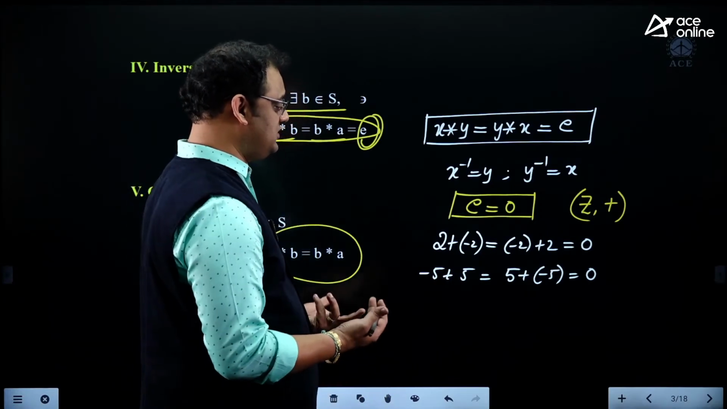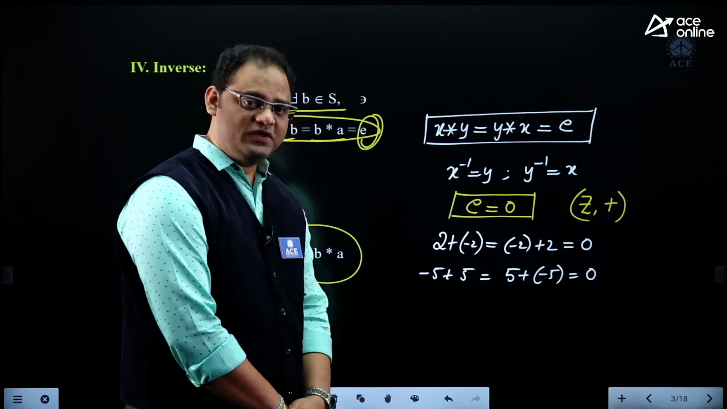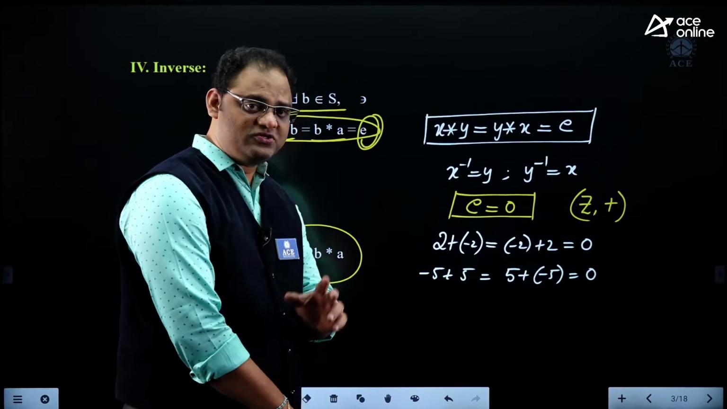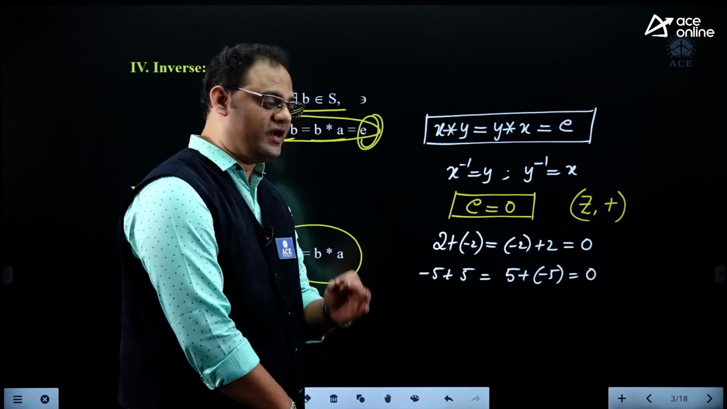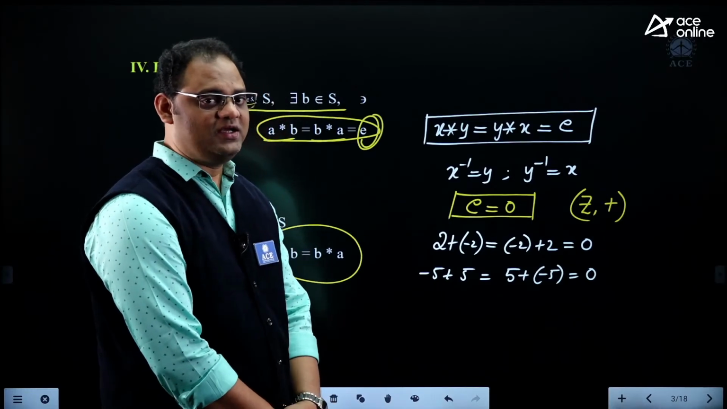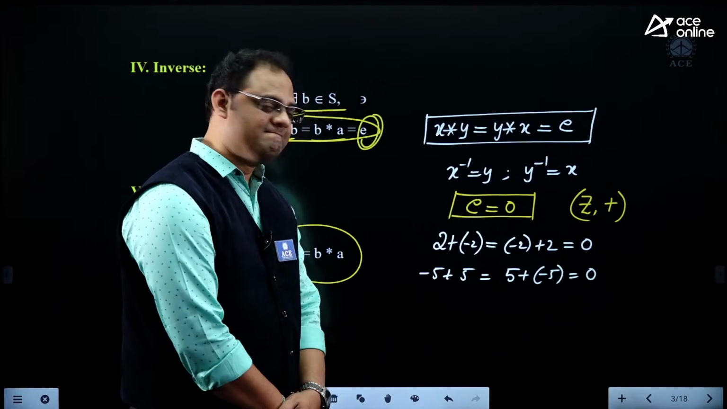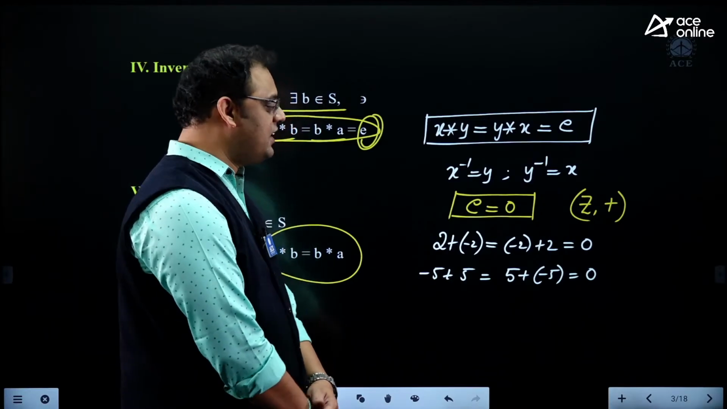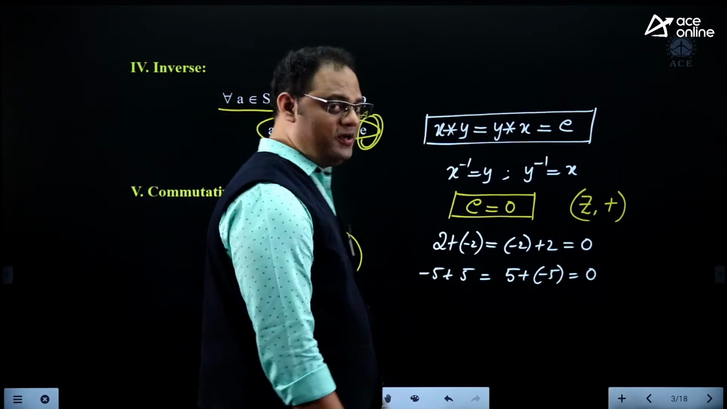In my algebraic structure, every element has an inverse. So I can say that yes, the given structure follows the inverse property. A star B is equal to B star A is equal to identity. For every A, there exists some B in this way. So we can say that it follows the inverse property.